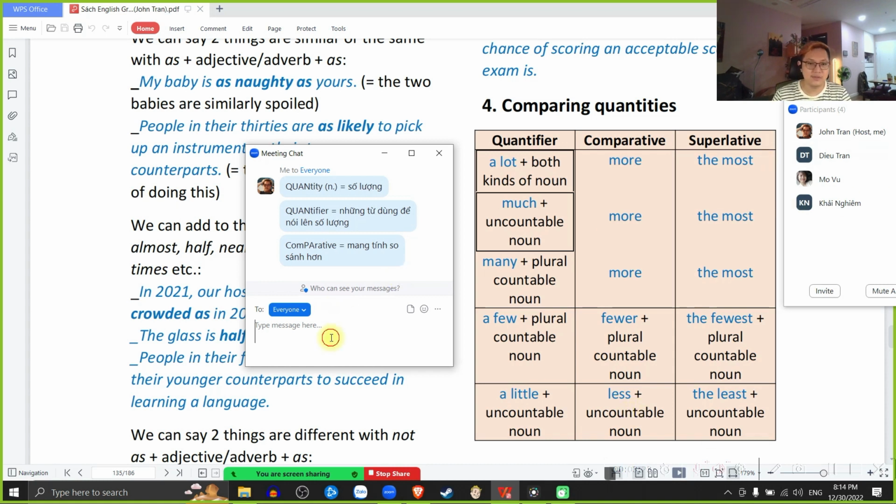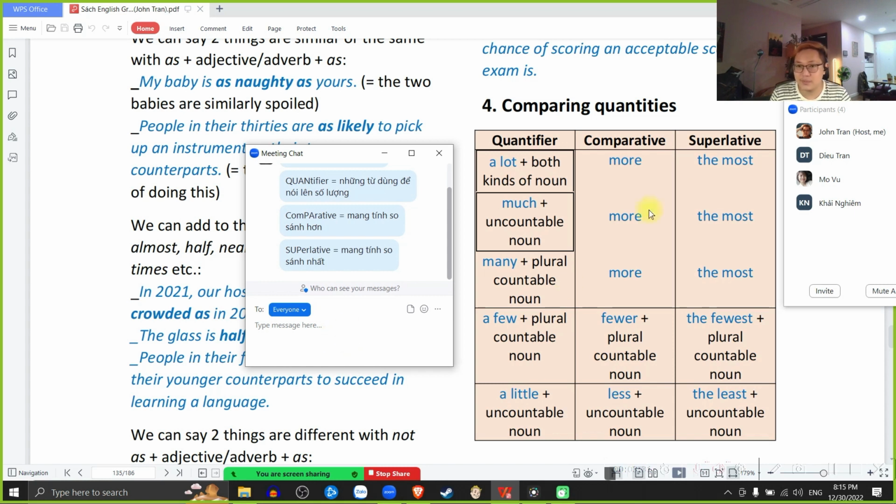And of course, superlative. You have the word superlative. Superlative mang tính so sánh nhất. Vì sao? Of course, we use the most. The most something. The most cộng với danh từ. So superlative, the most plus a noun. And we have the fewest and the least.